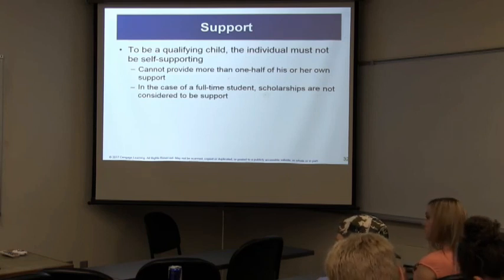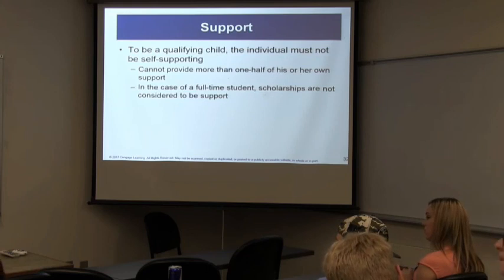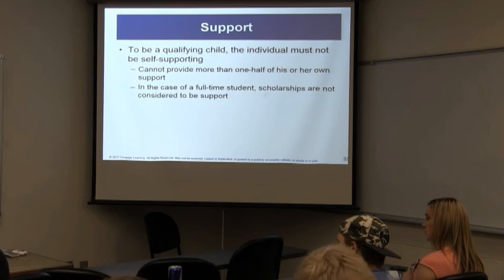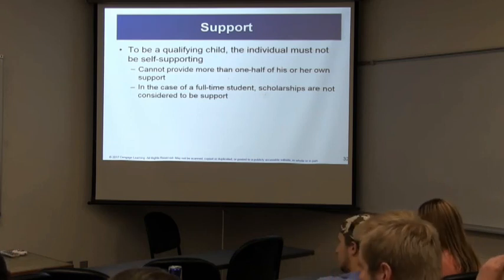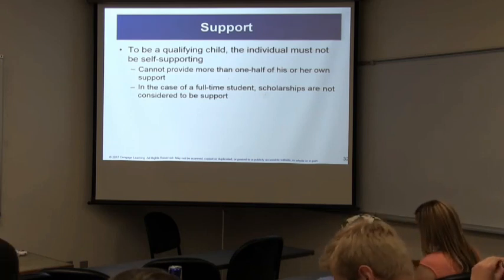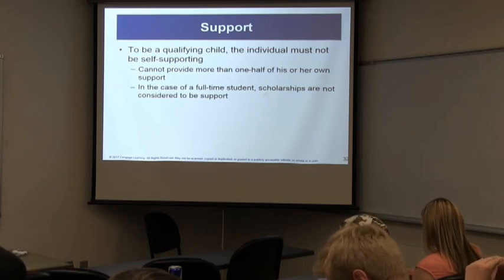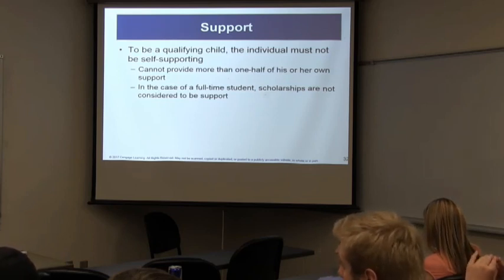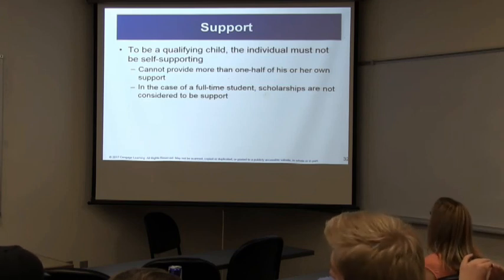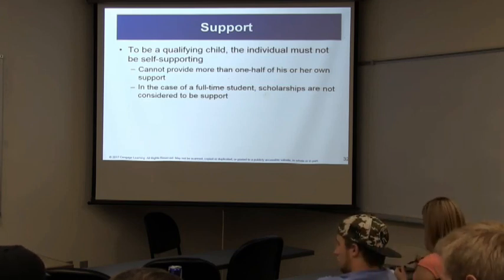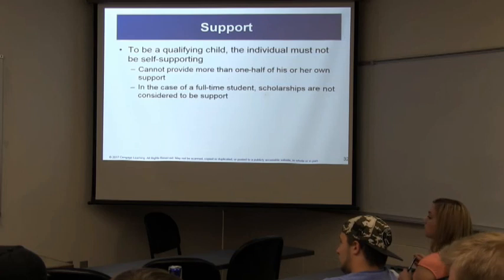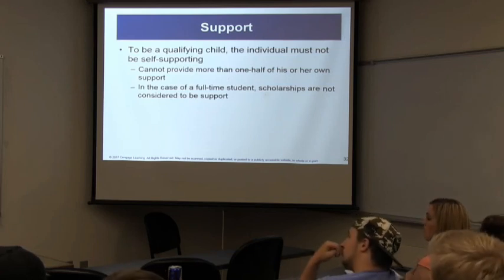So yes, the test is met, so long as he is not providing more than half. Does it matter that his parents are only providing 20%? No. Doesn't matter for this test. Make sure you note that, because this test is different from this test in that way. This test, the parents don't have to provide more than half the support. The dependent just can't provide more than half of their support.